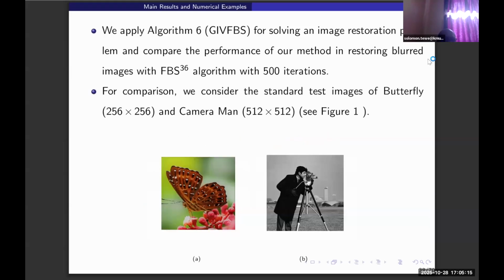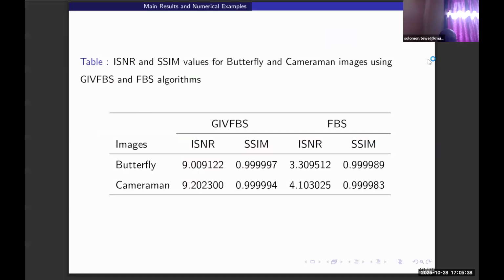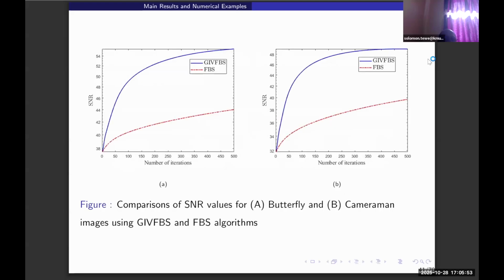So we consider two standard images, butterfly and cameraman, and we evaluate. We try to recover the original image by our method and by the forward-backward splitting method. As we can see, our method recovers better than the forward-backward splitting method in terms of ISNR and the similarity index. We can show that our method is better than the forward-backward splitting method. This is graphically how we compare the signal-to-noise ratio of our method with that of the forward-backward splitting method, and we can see that our method performs better.